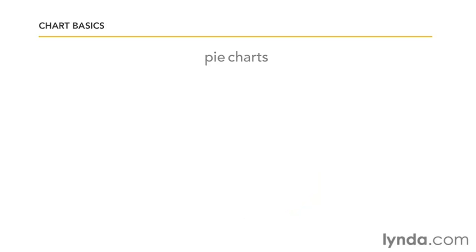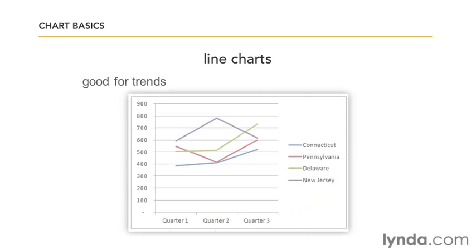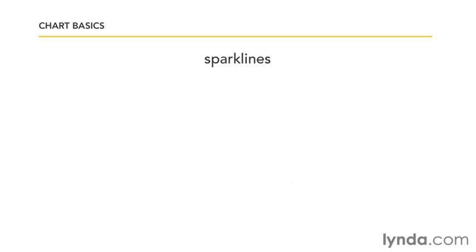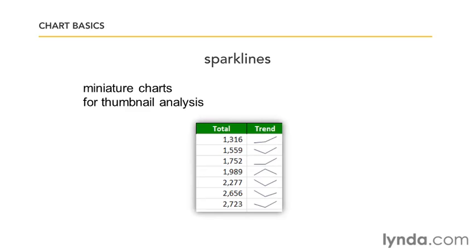Excel also does a good job with line charts. Line charts are good for identifying trends over time. And here we have lines going across 3 quarters of the year, and we can see what's going up and what's going down. Excel also has a type of line chart called sparklines, and they're new in the 2010 version. And these are miniature charts that fit in a cell. I like to think of sparklines as thumbnail charts for thumbnail analysis. And Excel does a whole lot more than that, and let's take a look at a few.